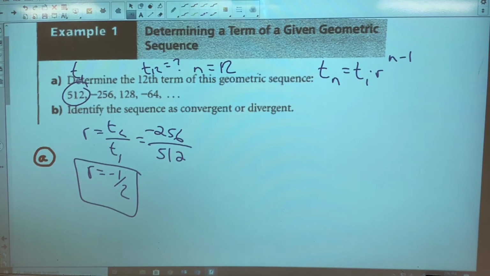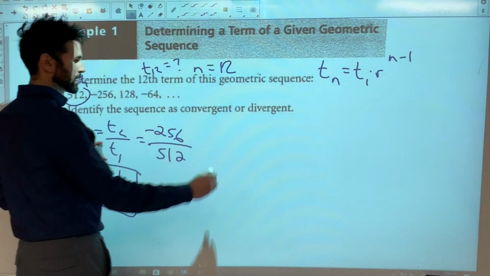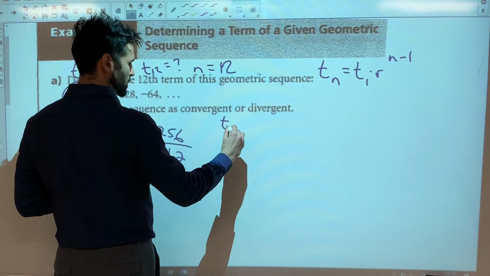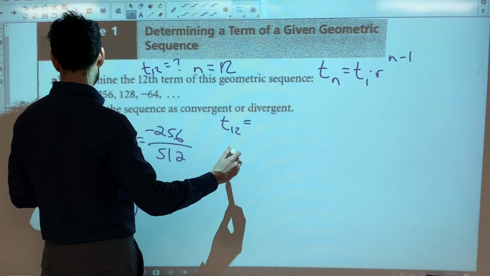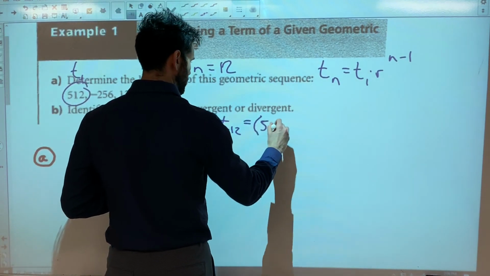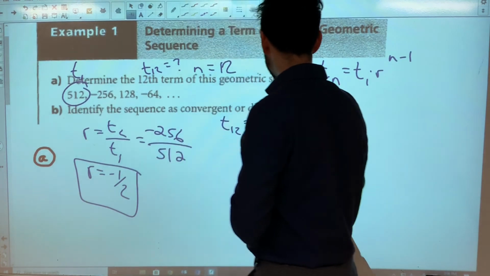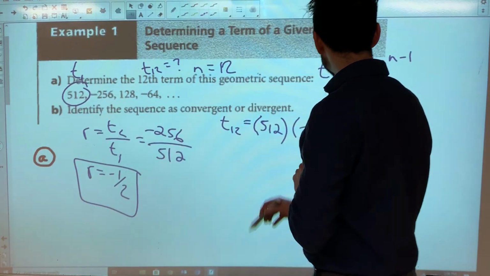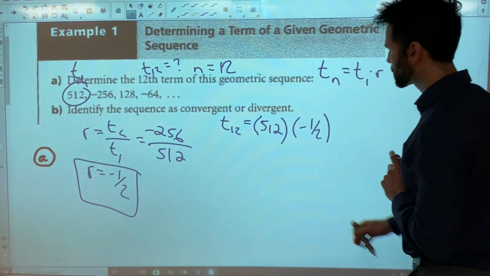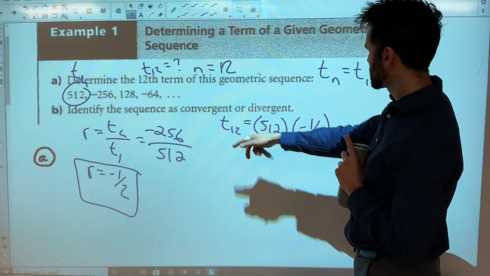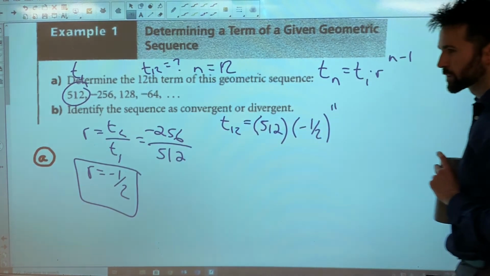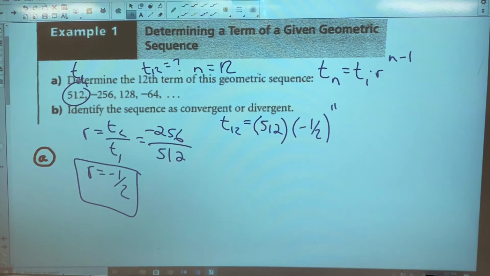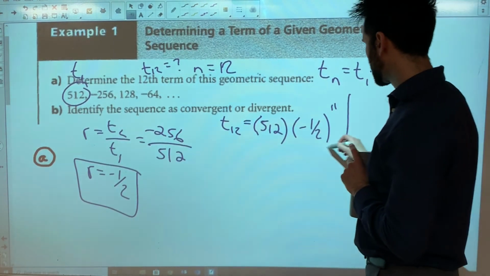So A is just, well, can you figure out term 12? So sure I can. There's my formula. So I'm going to write term 12 equals term 1, which is 512, times R, which is negative a half, raised to the power of n minus 1. Now remember, this is n. So n minus 1 is 11. And you would just type that in on your calculator, thank goodness. So I recommend you do this part first.